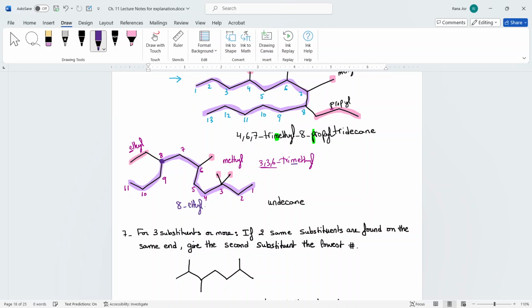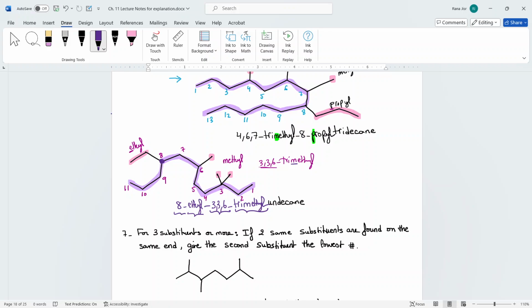This goes first, then a dash. And then this whole thing, 3, 3, and a 6. And it's going to be trimethyl, no space. And then on decane, notice 3 substituents here, 3 numbers there. 1 substituent here, 1 number there.